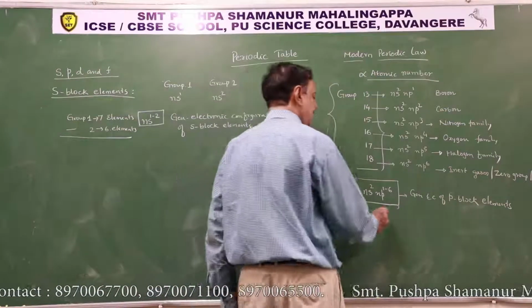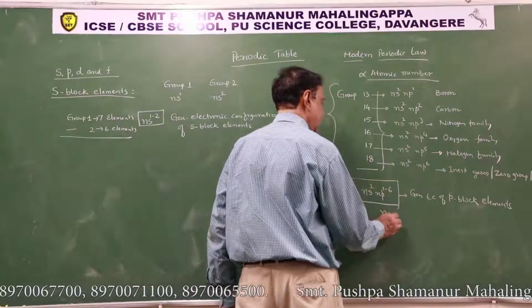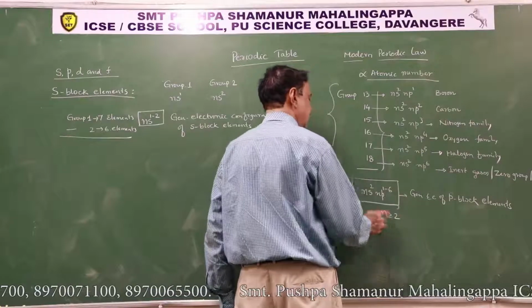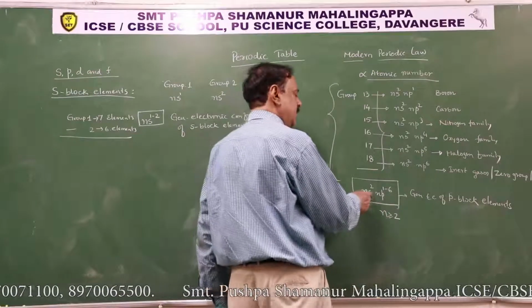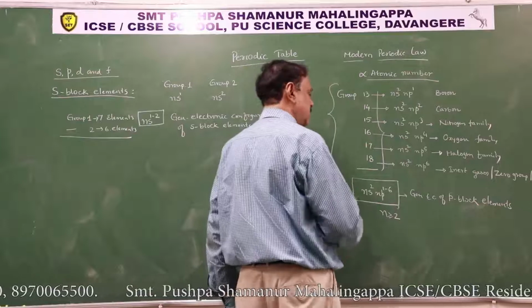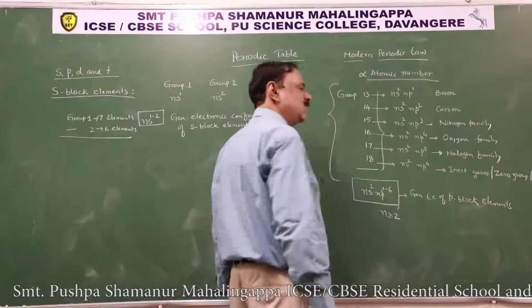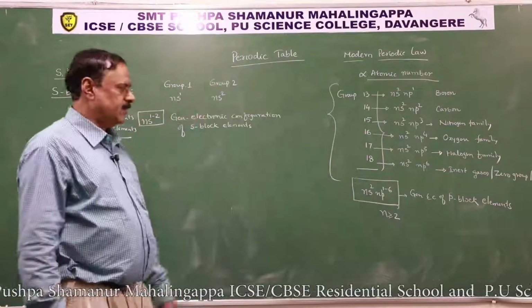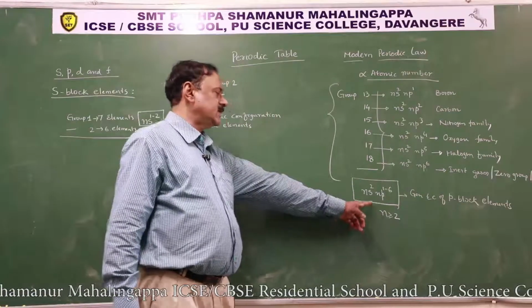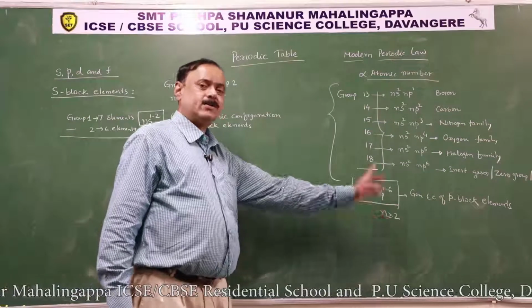Very important, here n is greater than or equal to 2. Because when you put n is equal to 1, 1s2 1p6 is not there, 1s2 1p1 like that is not there. Whereas helium possesses 1s2 configuration. Therefore here a very important specification: n is greater than or equal to 2.